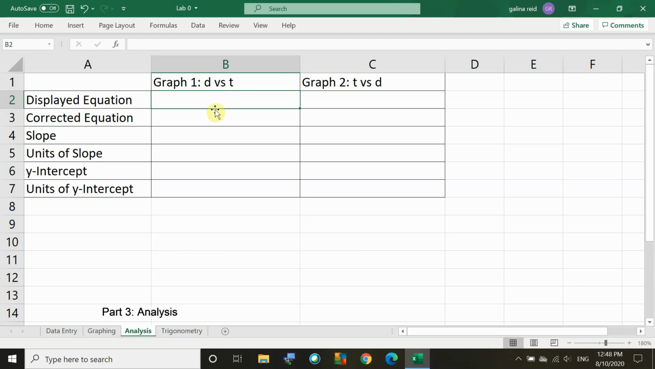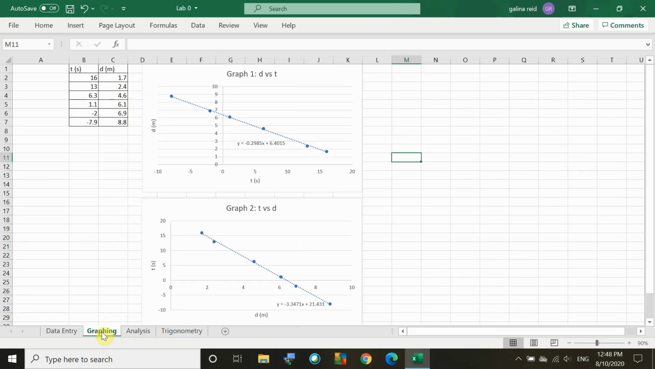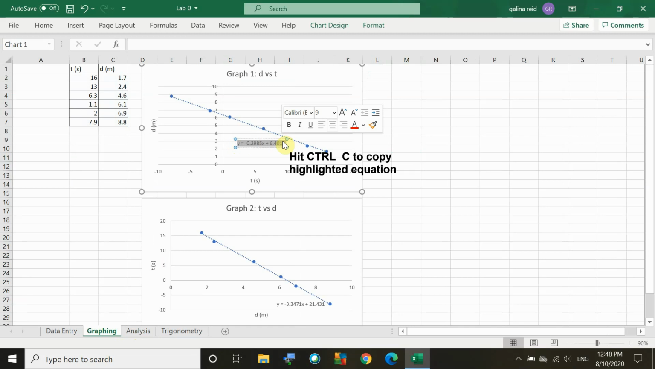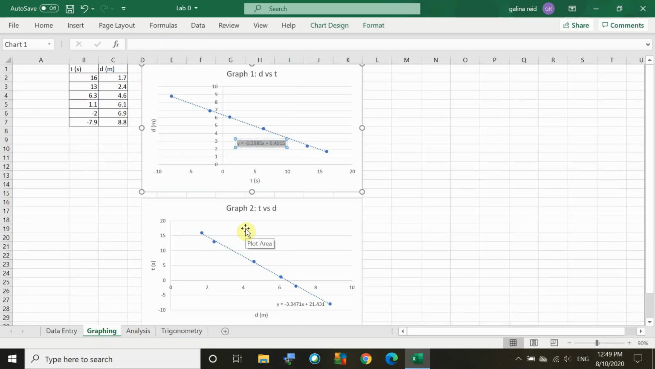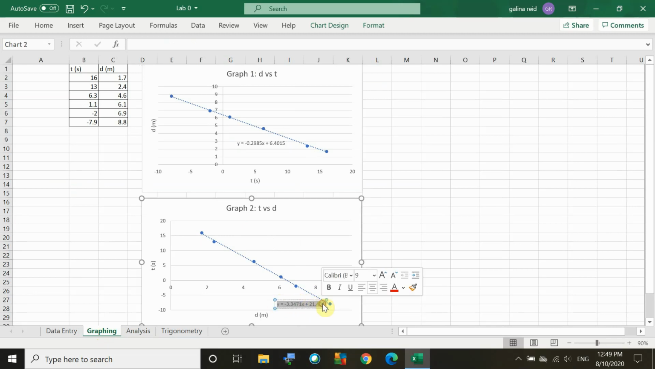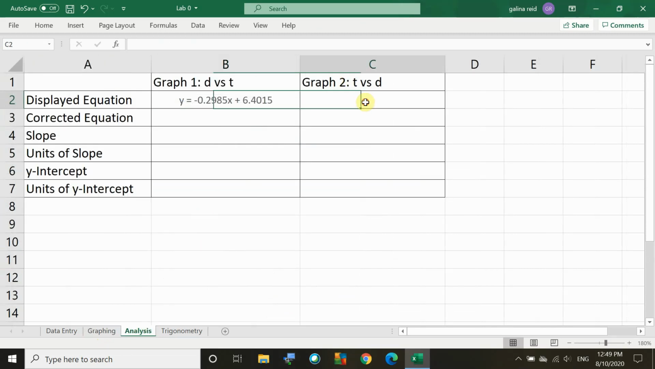So the first thing that we want to do is go to the graphing section and get our original equation. The way I'm going to do that is highlight my equation, hit Control C, and then come over to the analysis section and hit Control V. Then for the other equation, I'm going to go to the other graph, select the trend line from that graph, copy it by hitting Control C, and paste by hitting Control V.